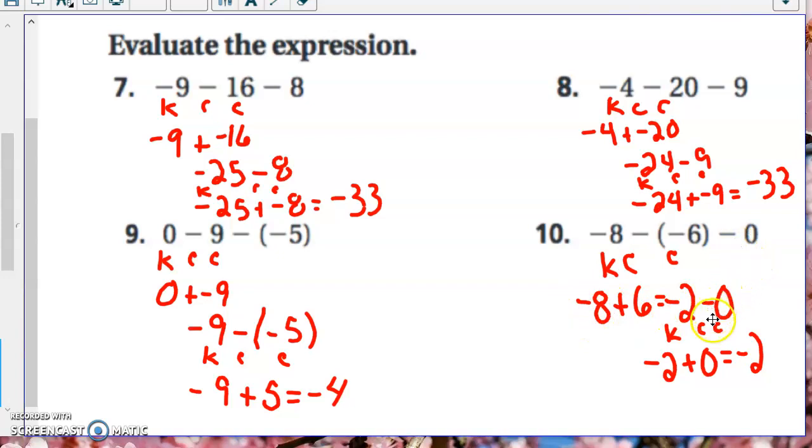Then I bring down the 0 again. Now technically I know you can do negative 2 minus 0 would just be negative 2, but it still works if we do keep, change, change. Negative 2 stays the same, change the minus sign to a plus, and then changing 0 to its opposite just keeps it 0, so you still get negative 2 as your final answer.